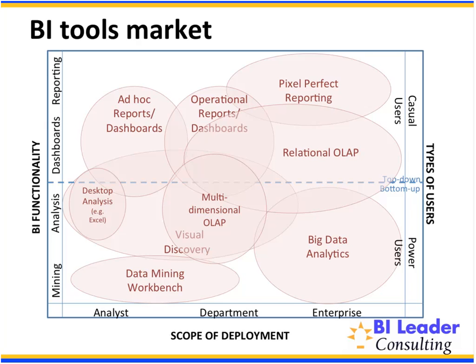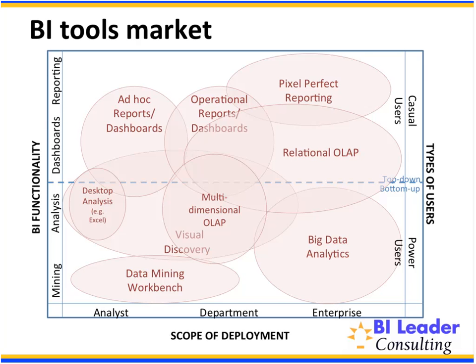And the traditional x-axis is scope, the types of users who use these tools: the individual analyst on the left, the departmental users in the middle, and enterprise users or deployments on the right. Now, inside the framework, you see 9 segments of BI tools, and some of them are in the top-down category, more IT-driven, more data warehousing-driven, and some are in the bottom-up category, more ad hoc exploratory.